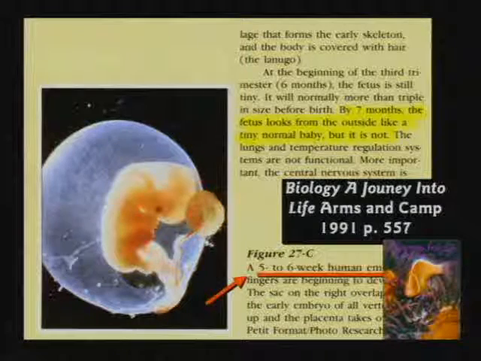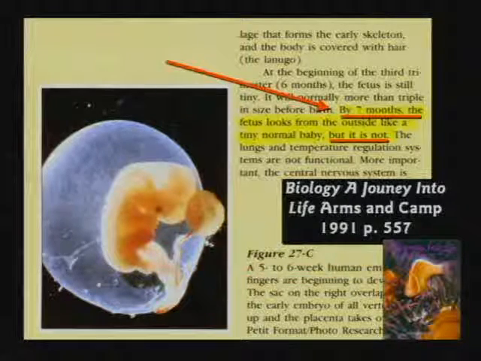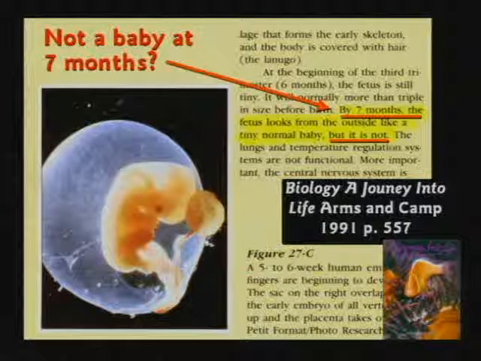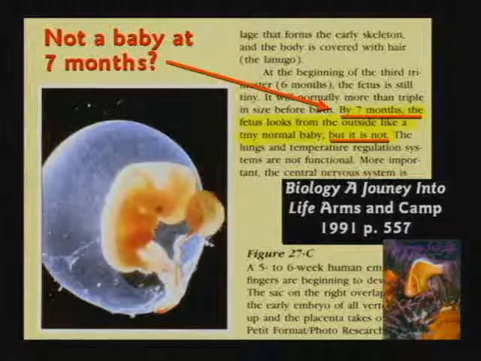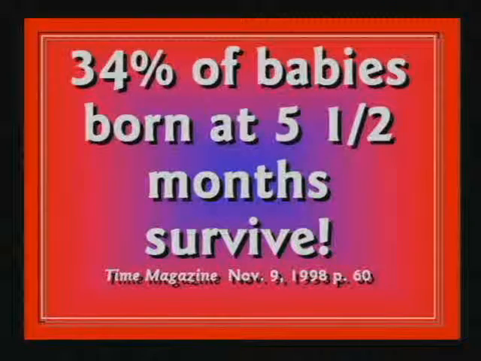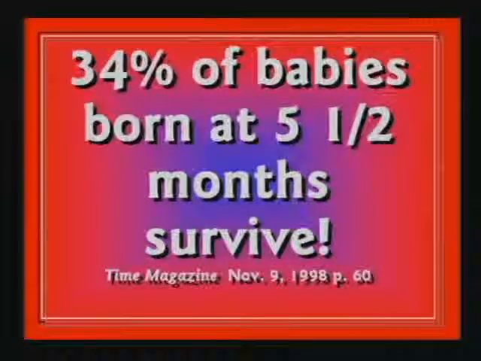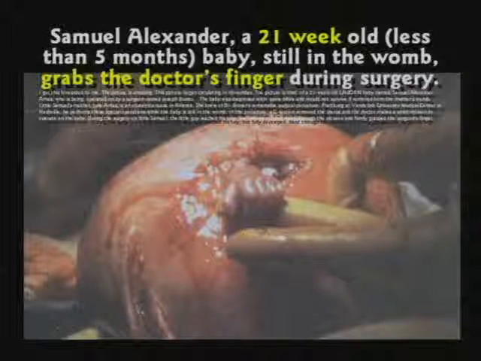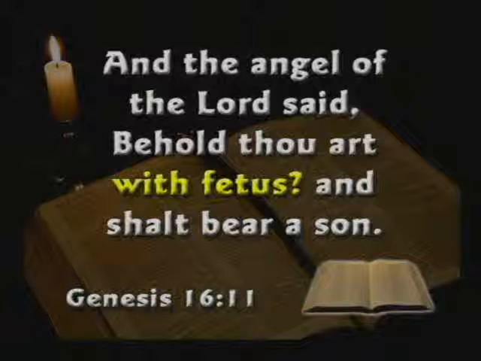This textbook says we have a 5 to 6 week human embryo. Then it says by 7 months, the fetus looks from the outside like a tiny normal baby, but it's not. It's not a baby at 7 months. Hello? It's a human at conception. 34% of babies born at 5.5 months will survive. Here's a 21-week-old baby in development holding a doctor's finger while he did surgery on the baby before it was born. The angel of the Lord said, behold, thou art with fetus.